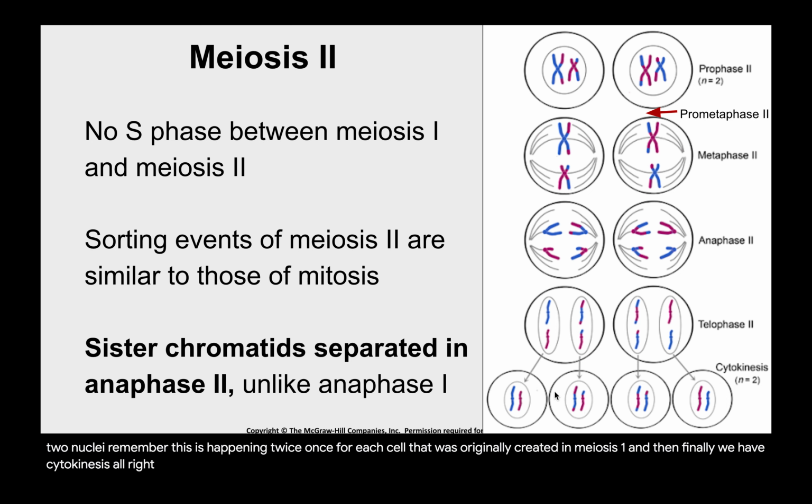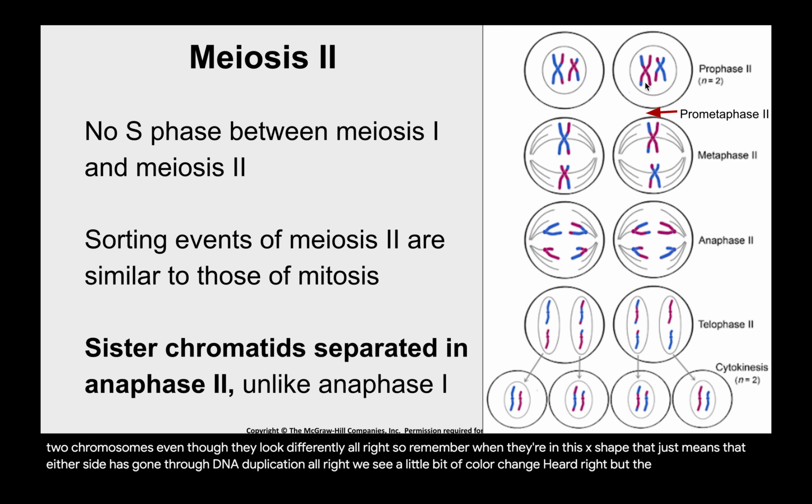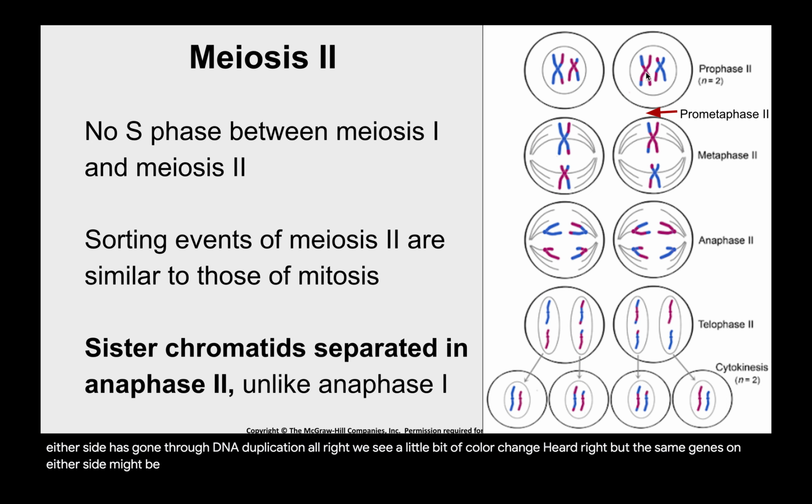Now, a point I want to make here is that in meiosis 2, we're starting with a cell that is n equals 2, or haploid with 2 chromosomes, and we're ending with a cell that is n equals 2, or haploid with 2 chromosomes, even though they look different. So remember, when they're in this X shape, that just means that either side has gone through DNA duplication. We see a little bit of color changes here because of recombination that had already occurred, but it's the same genes on either side. Might be different variants of the genes, but the same genes.